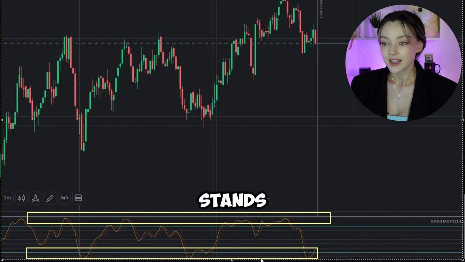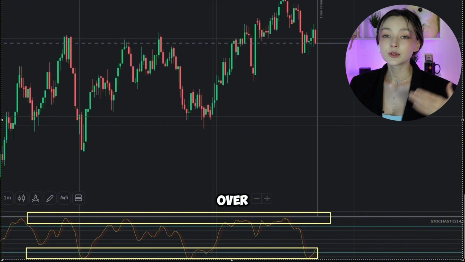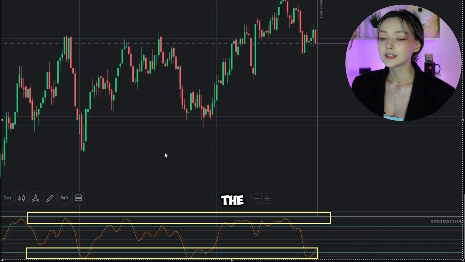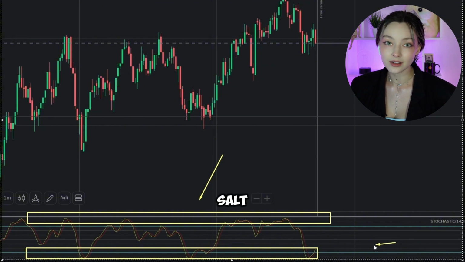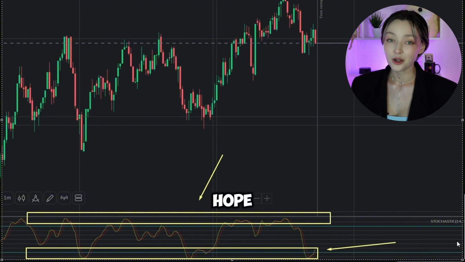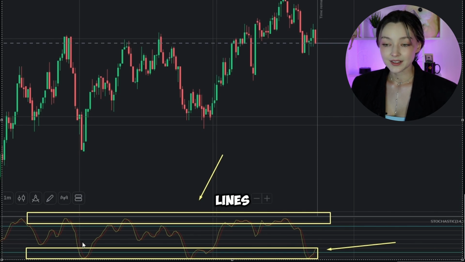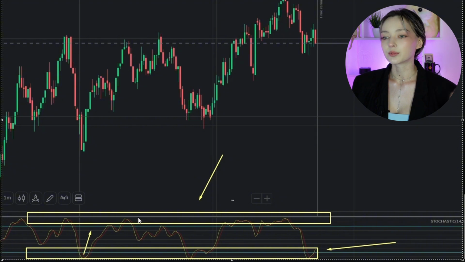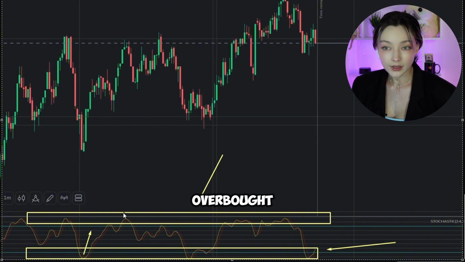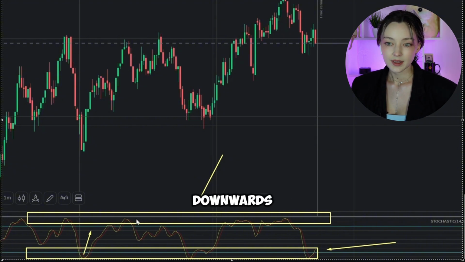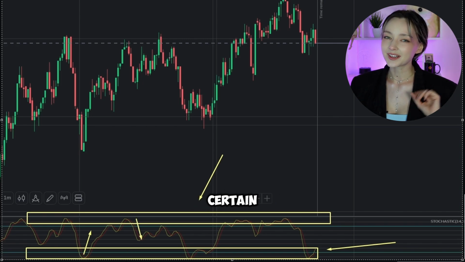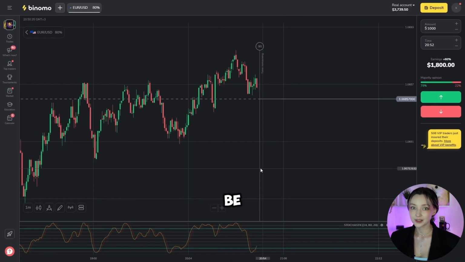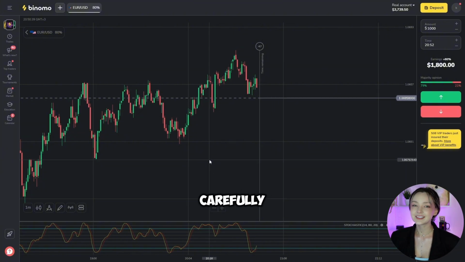The upper area stands for a zone of overbought chart condition, and the lower one represents an oversold chart condition. I hope it's clear. Whenever we see the lines approaching the oversold chart condition area, we place a trade upwards, whereas if the price reaches the overbought area, we place a trade downwards. Obviously, this strategy has a certain amount of nuances to it. I'll be covering them as we go as well, so be sure to watch the video very carefully until the very end.